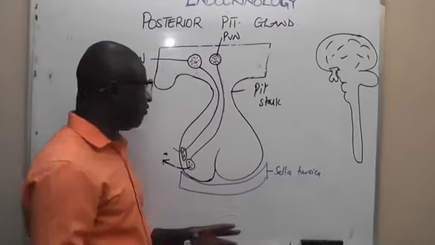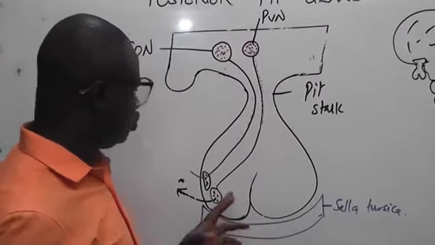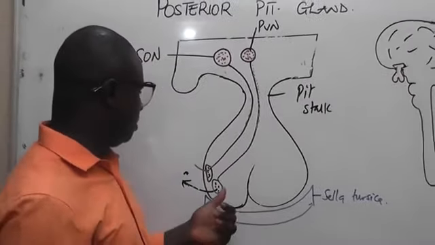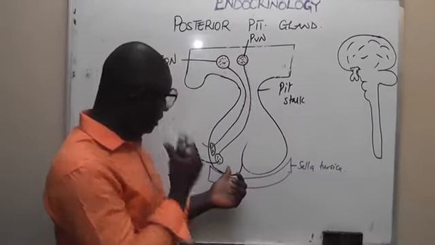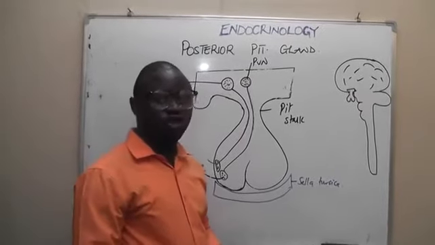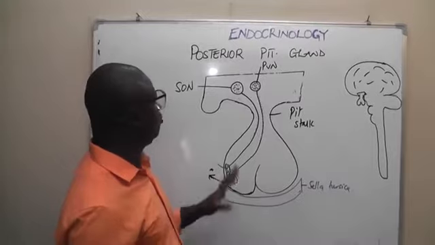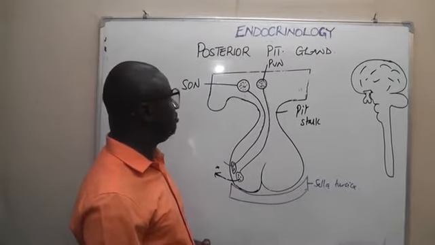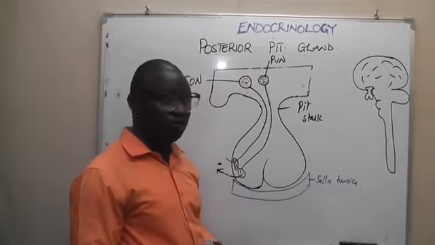Now, what have we seen so far? The pituitary gland has two lobes: the posterior, the neurohypophysis, and the anterior, also known as the adenohypophysis. In this lesson, we'll be looking at the posterior pituitary gland, the hormones produced and their functions.